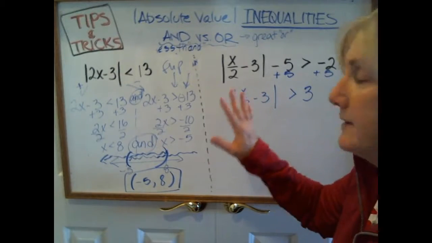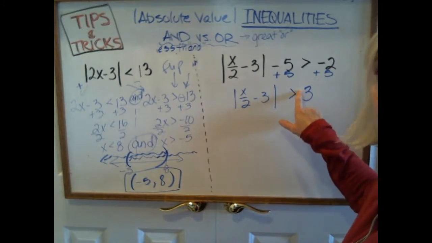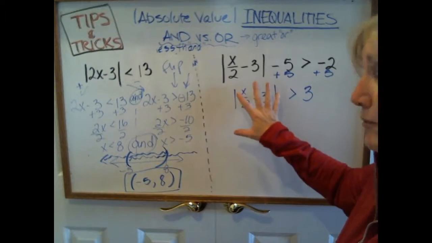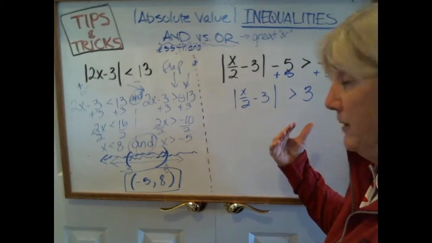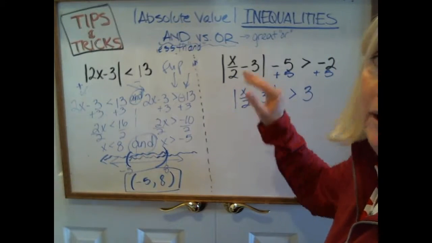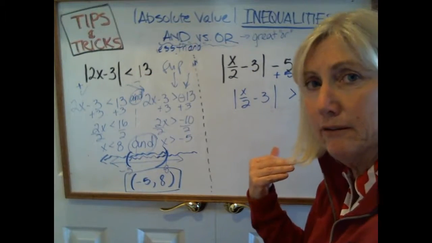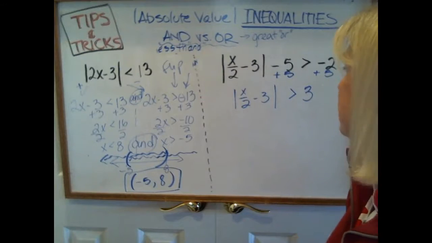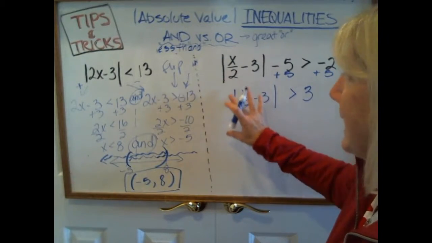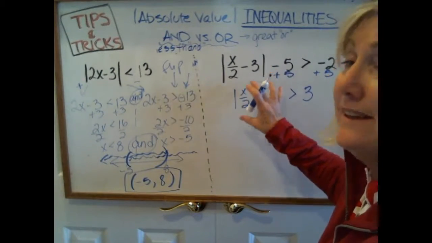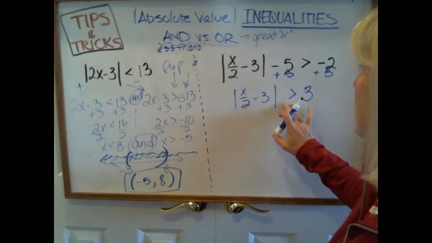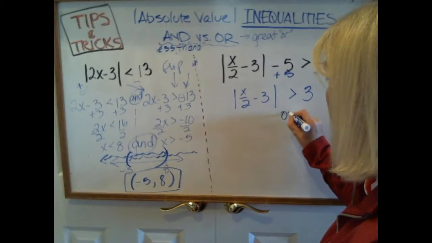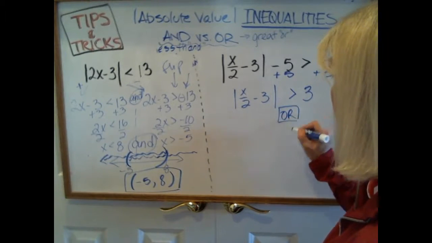Now, just an aside, if this was greater than negative 3, an absolute value is always greater than a negative number. So our answer would be negative infinity to positive infinity. So that's just another little situation here. But now we have the castle all by itself, and this is when we decide, is this a greater or a less than? This is a greater, so our word in between here is going to be or.